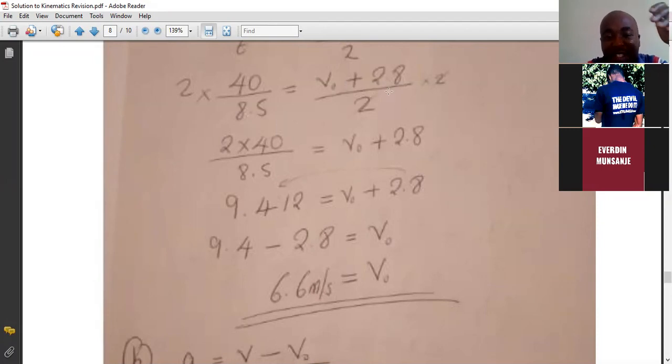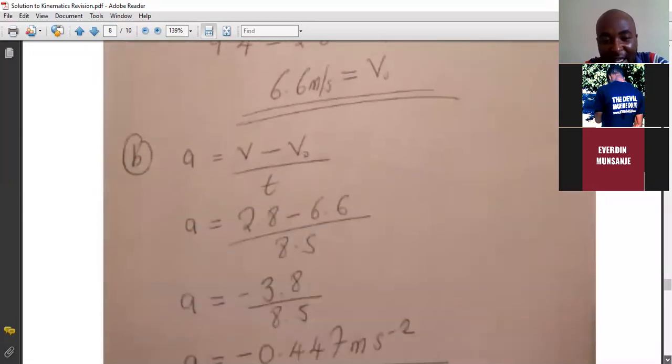But I'm just telling you that there are also ways where you can just move this part apart, multiply this side. So 2 times 40 over 8.5, or 9.4, equals V naught plus 2.8. Then 9.4 minus 2.8 is 6.6 meters per second.